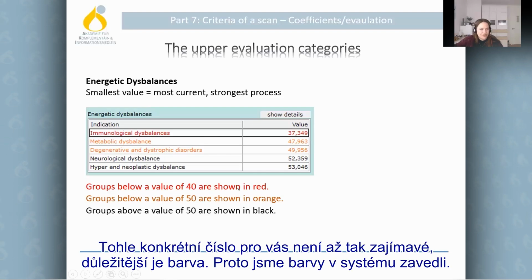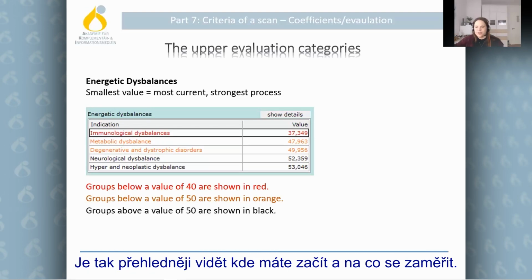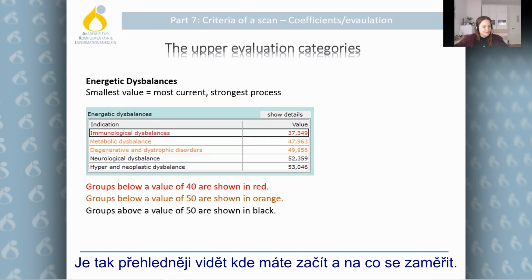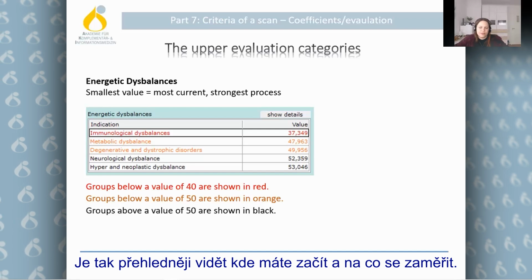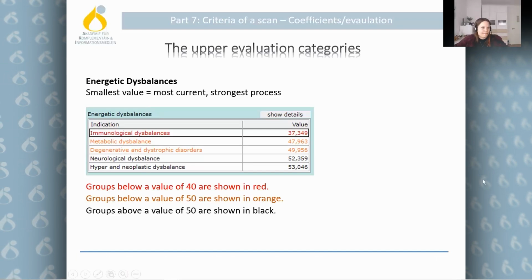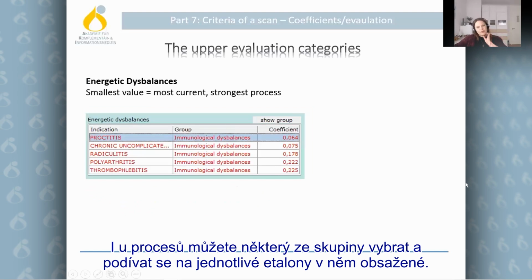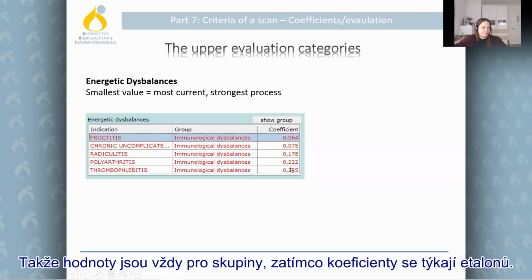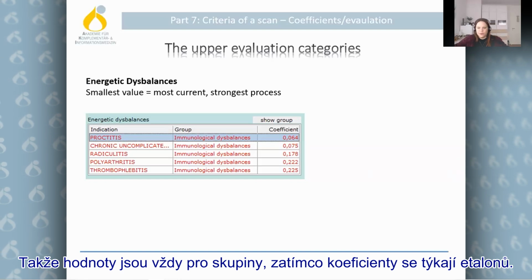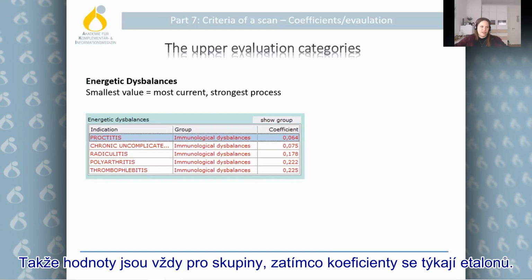But just for you to know, it's not the number you need to know, you just look at the colors. So this is why we put the color into the system. It's more easy to see where you start and where you should put the focus on. Also with the process, you can open the groups and see the individual etalons in the groups, also their coefficients. So the value is always for the group and the coefficient is always for the etalons itself.